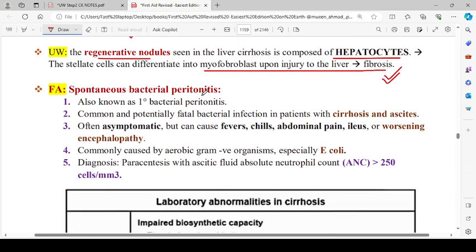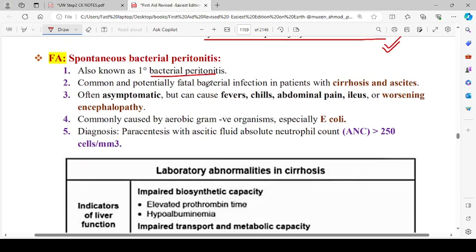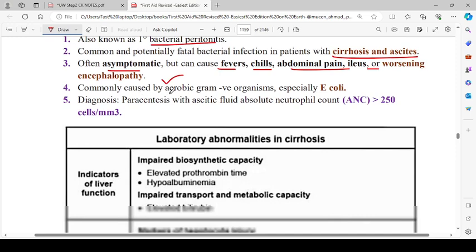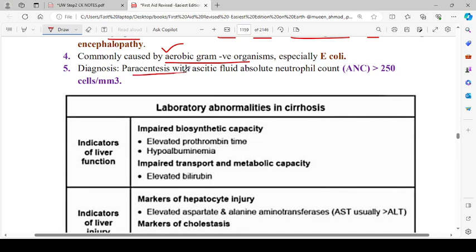Spontaneous bacterial peritonitis is a complication of ascites, so it is basically a complication of a complication. Ascites is a complication of cirrhosis, and SBP is a complication of ascites. Also known as primary bacterial peritonitis, it is a common, potentially fatal bacterial infection in patients with cirrhosis and ascites. It is often asymptomatic but can cause fever, chills, abdominal pain, ileus, or worsening encephalopathy, commonly caused by aerobic gram-negative organisms, especially E. coli. The diagnosis is by paracentesis with ascitic fluid absolute neutrophil count more than 250 cells per cubic millimeter.